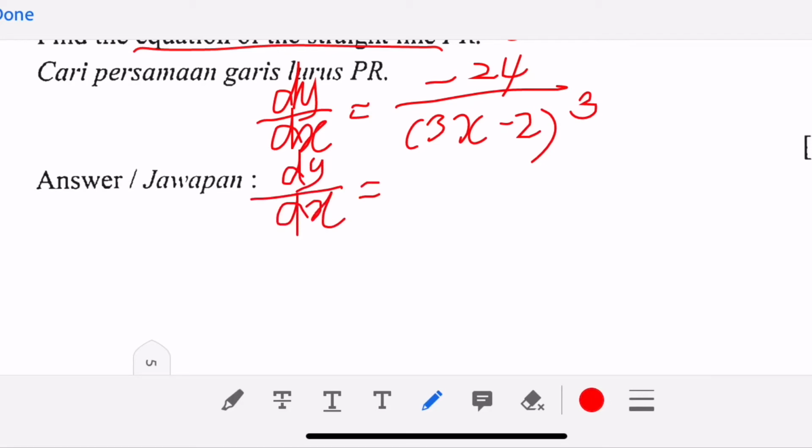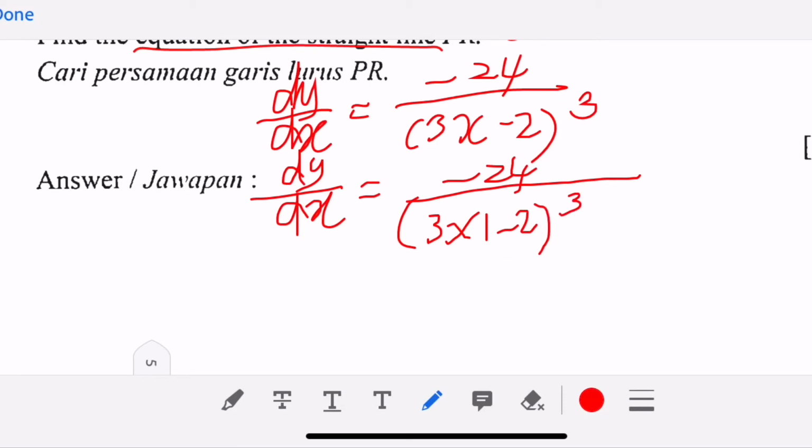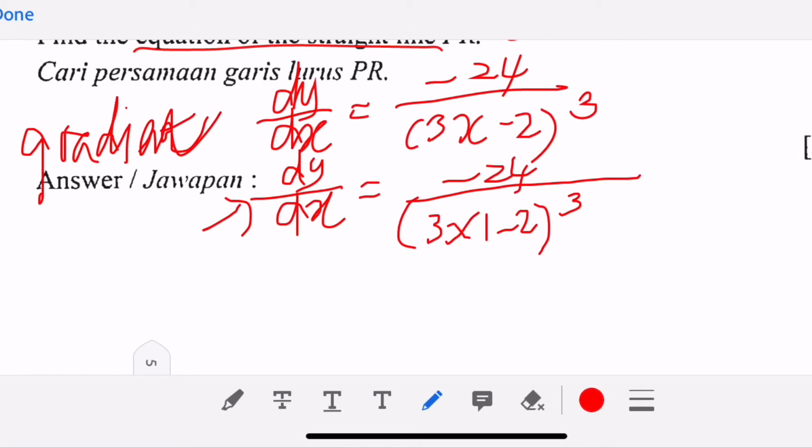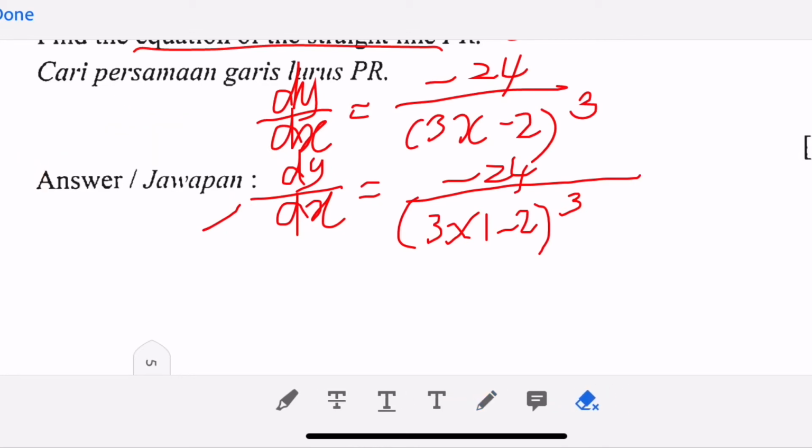So dy/dx is negative 24 over, then we substitute 3 times 1 because our x is 1, minus 2, to the power of 3. Then we will simplify, so dy/dx is equal to the gradient, in fact, the gradient of the function at that point on the curve.